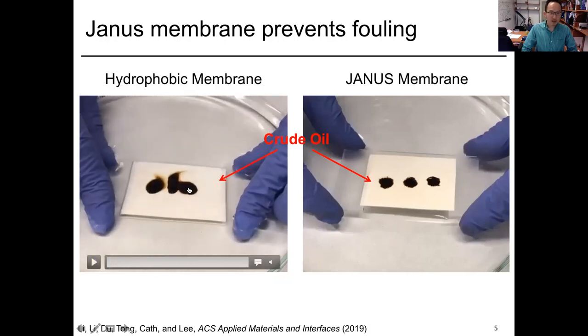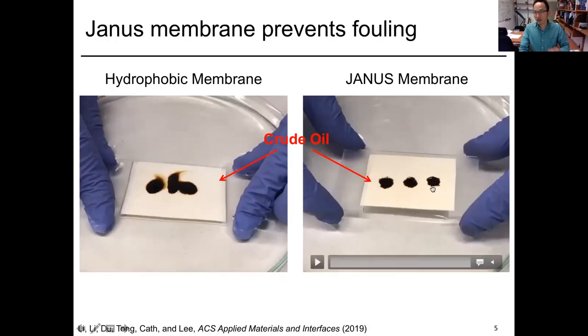And as you can see, this oil just spread and then stuck to the membrane surface, which means that this oil basically fouled the membrane. On the other hand, this is our membrane that we developed to prevent membrane fouling. Again, we placed the same crude oil on this membrane. We call this membrane Janus membrane, and then we immersed this membrane in the water as well.